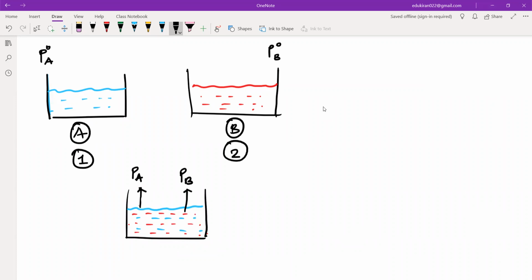Some liquid from A will be escaping out. It will be converting into vapors, and it will be applying the pressure PA. From the B liquid, some of it will be escaping out. It will be converting into vapor, and it will be applying a pressure of PB. Is that clear? Yes or no? Please tell me. यहाँ तक clear है सबको? Sir, can you please explain again? Explain again. Okay, fine.